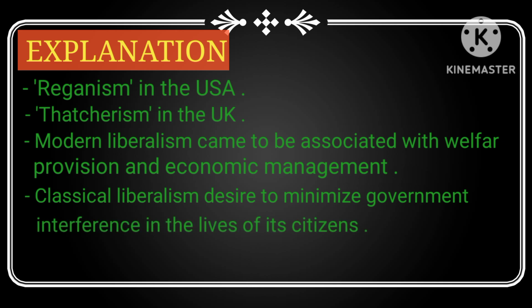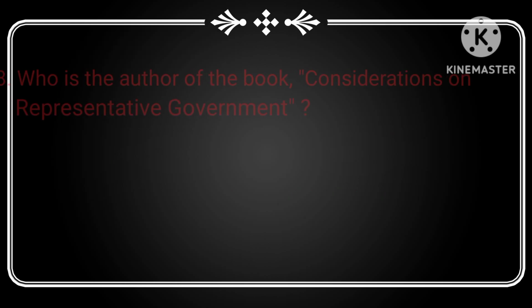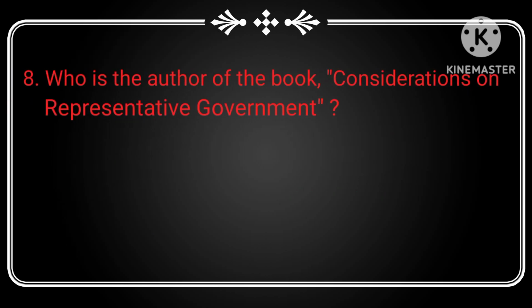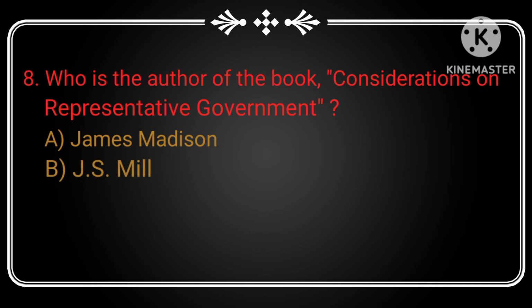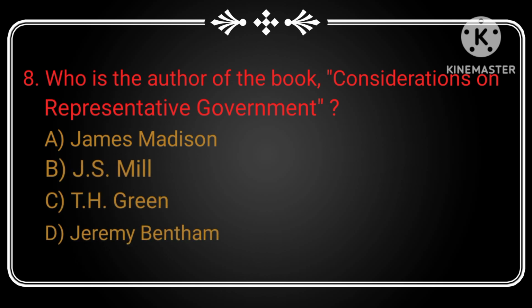Okay. So now move to the next question. Next question, number 8. Who is the author of the book Considerations on Representative Government? The 4 options are James Madison, J.S. Mill, T.H. Green and Jeremy Bentham. The correct answer of this question is option B, John Stuart Mill.